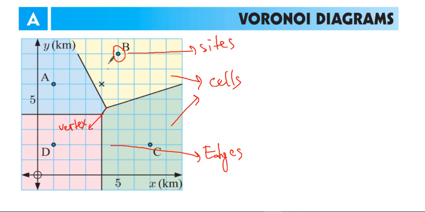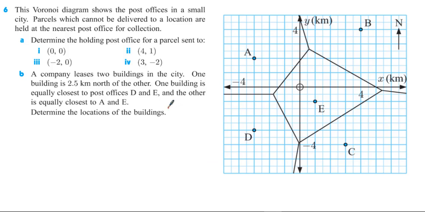Okay, let's start with the basic ones. Some problem from your book. There is a solved problem. You can also check it. And here we have the edges and the sites. The first question is, the Voronoi diagram is given. The parcels which cannot be delivered to a location are held at the nearest post office.